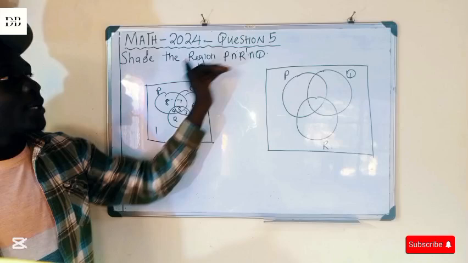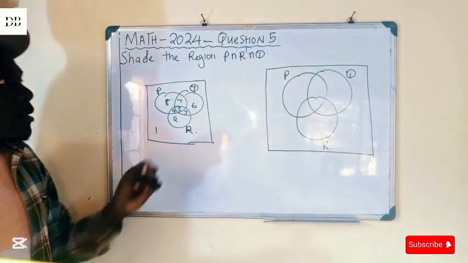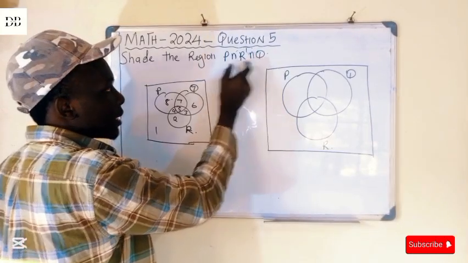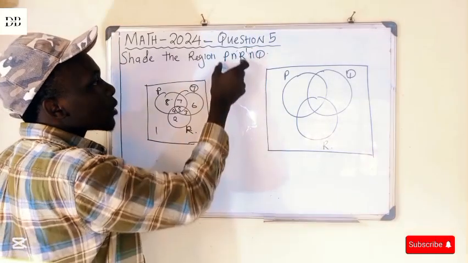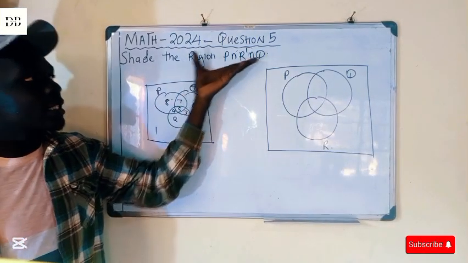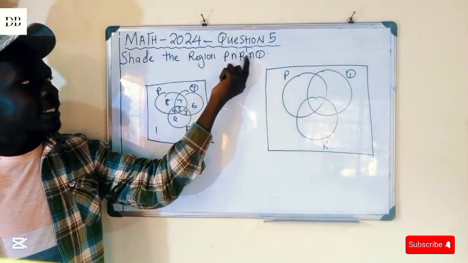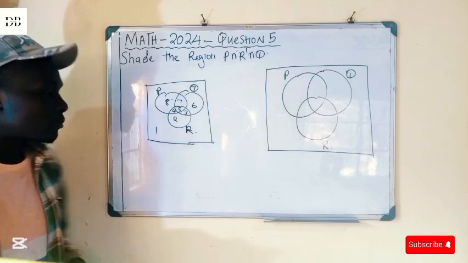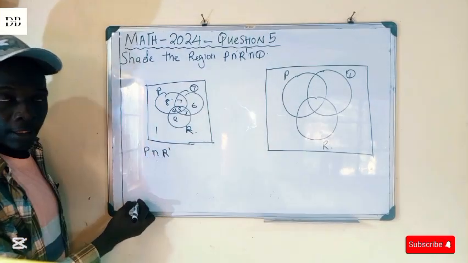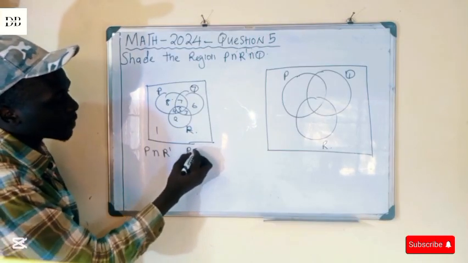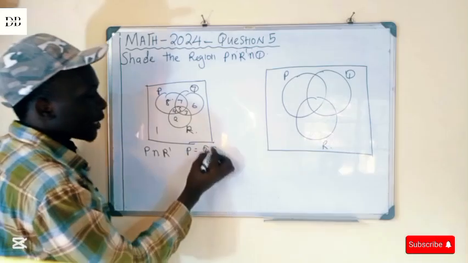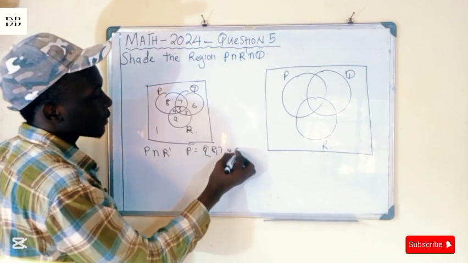Next step, you begin to break this piece by piece. Remember, there are no brackets here. So what you can do is find this and then intersect it with this, or find this and intersect it with this. Let us use the second part, which is finding this and then intersecting it with Q. First step is finding P intersection R complement. How? By first finding what our P is. Our P, the values found in P, we have 8, 7, 4, and 5.